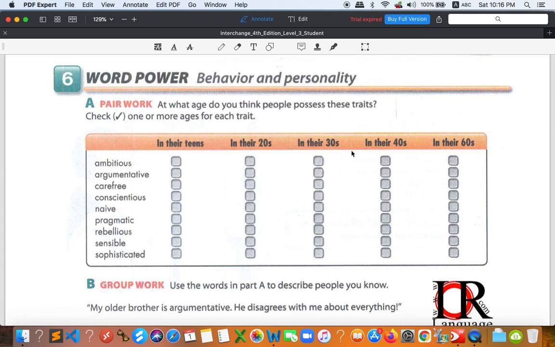So for me, the first one is 30s and 40s. You might have different ideas, and that doesn't matter. It is not about right or wrong answers here. Then you can move along from argumentative to sophisticated. One more time, if you don't know the words here, check the words that I touch. You will have this sheet, the vocabulary handout, to find out the meaning and check certain ages that have these traits or personality types.